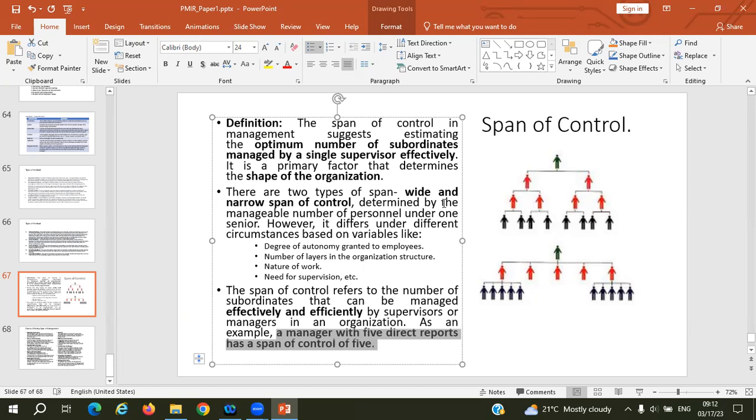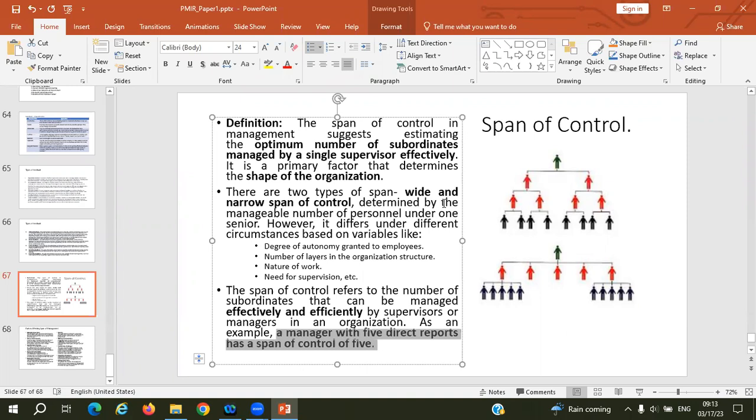There are two types of span of control mainly: wide span of control and narrow span of control. What is wide, what is narrow? That you can clearly see by how people are organized in the organization. That defines whether it is wide or narrow. If it is narrow, that means the span of control is very less. The number of people working under one supervisor, one instructor, is very less.